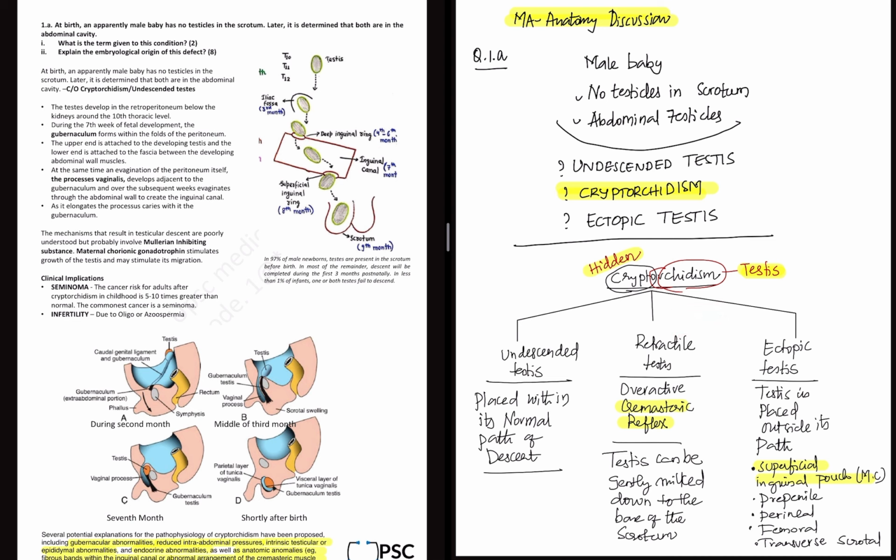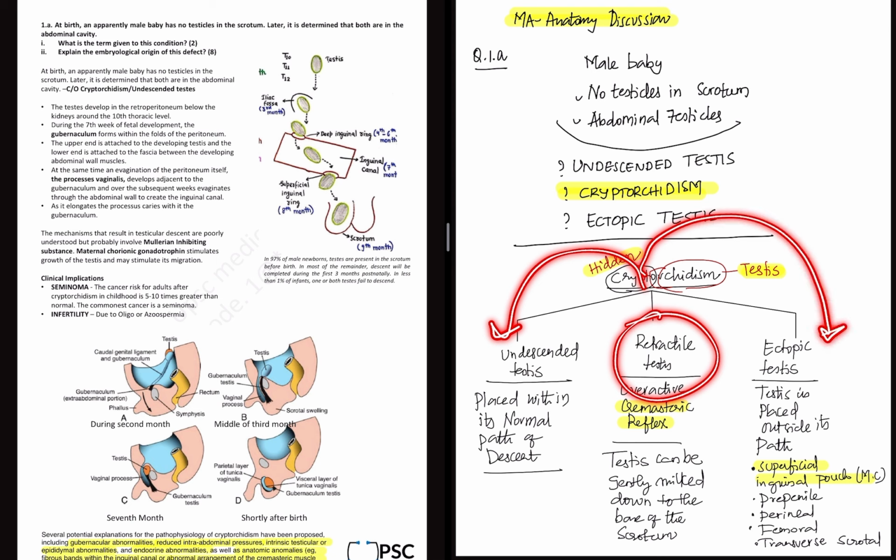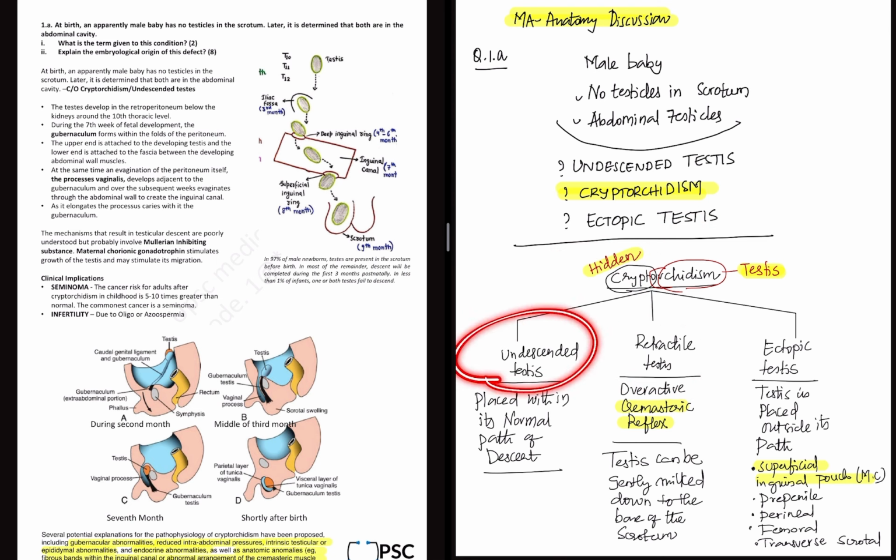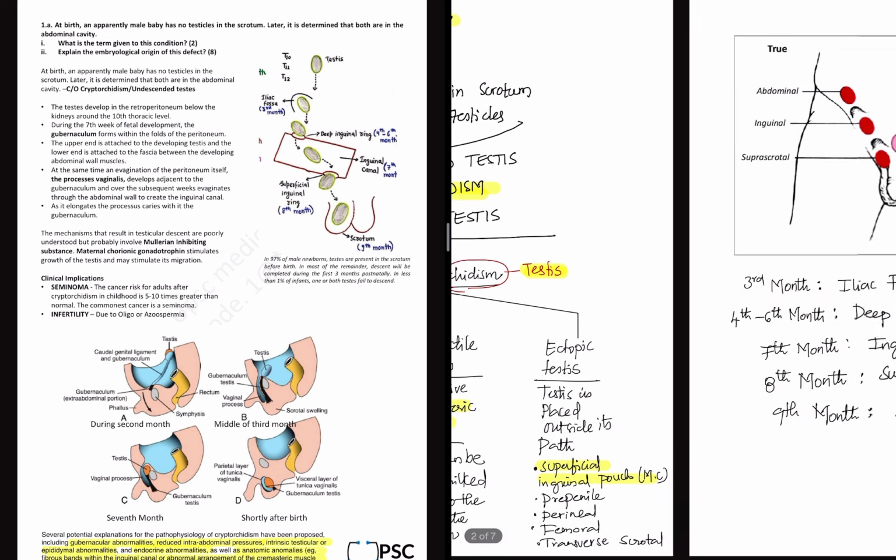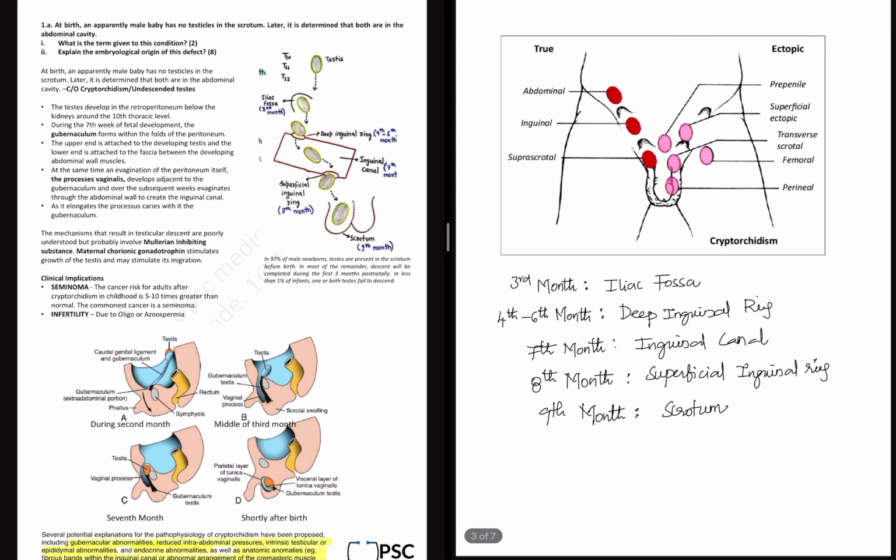So one category is retractile testis, the other two which we already discussed, undescended testis and ectopic testis. Undescended testis is placed within its normal path of descent. Ectopic testis means testis is placed outside its normal path. Right? So this is the first part of the discussion. Now the second part is, what is the embryological origin of this defect?